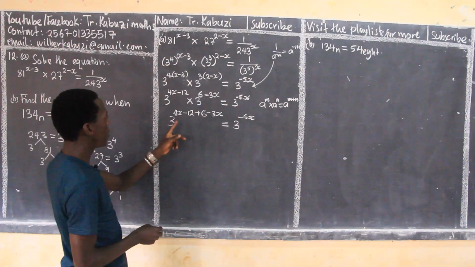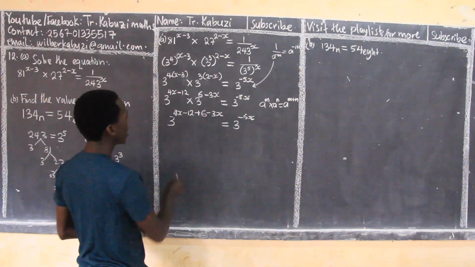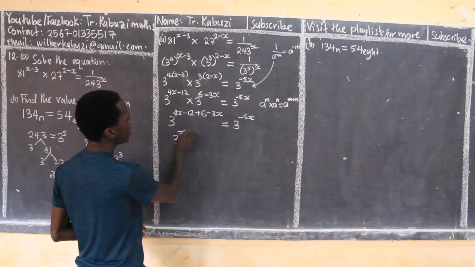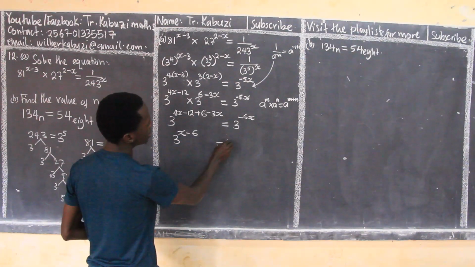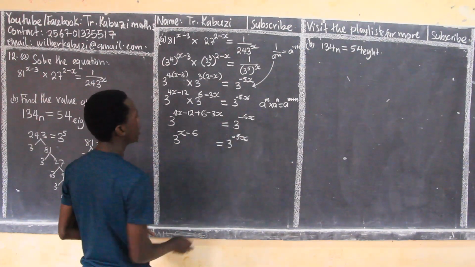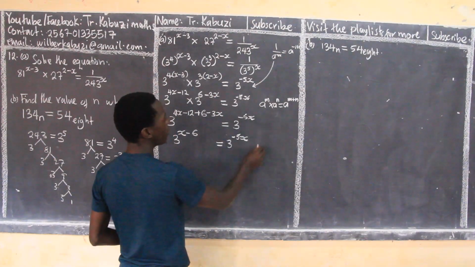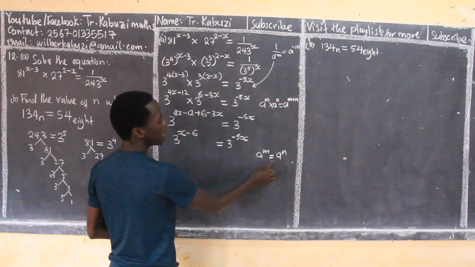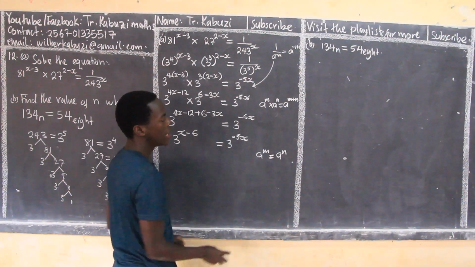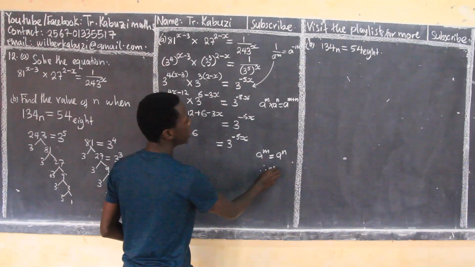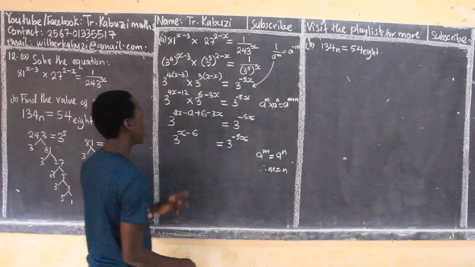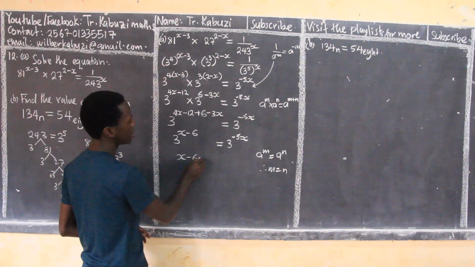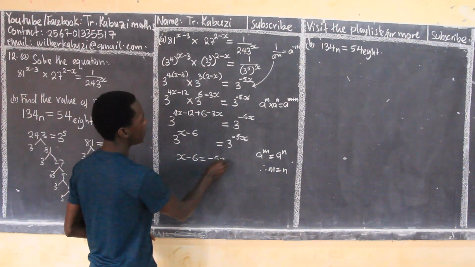So can we simplify? Now this is going to be 4x minus 3x to get x. Negative 12 plus 6 to get minus 6, equals 3 minus 5x. And the property we are going to apply now is that if a power m is equal to a power n, if bases are the same and we are equating these two, it means that our powers will be the same. So it means that now this will be equal to that. So from there I have x minus 6 equals negative 5x.